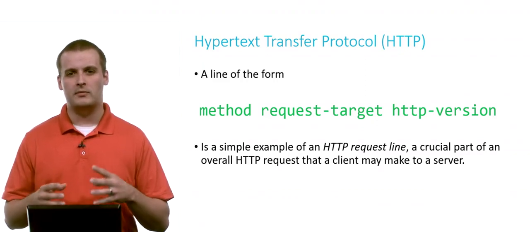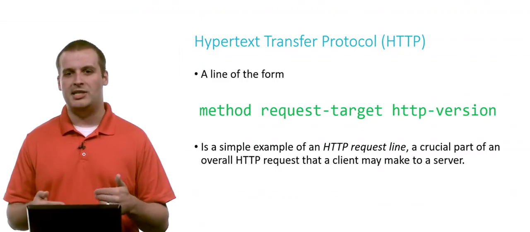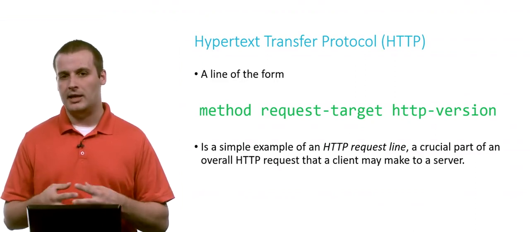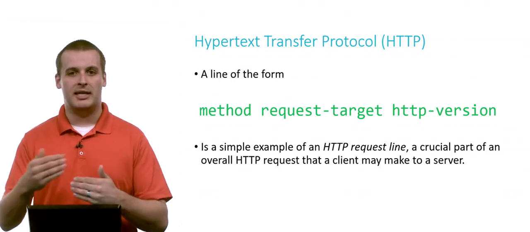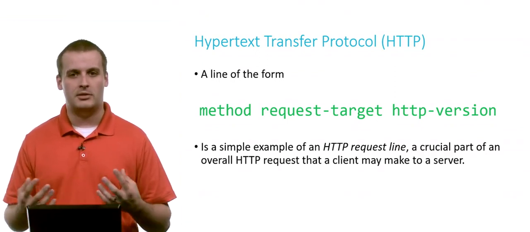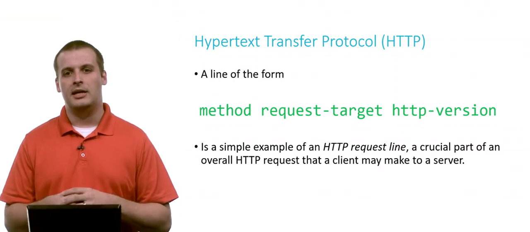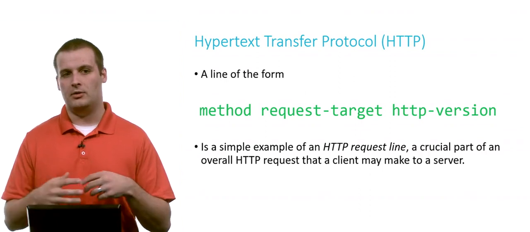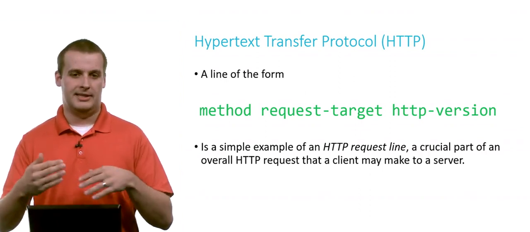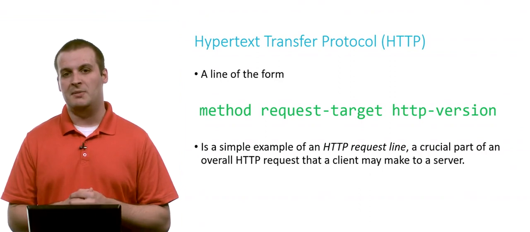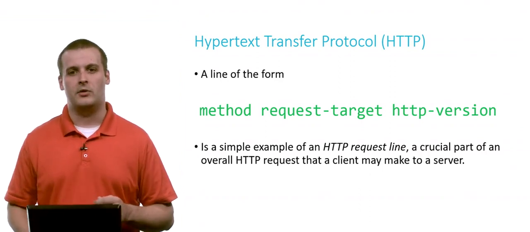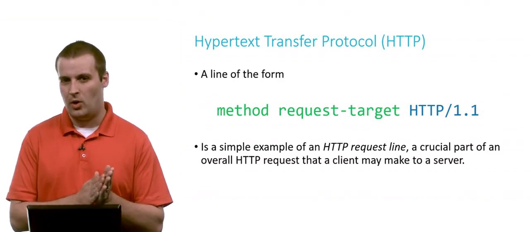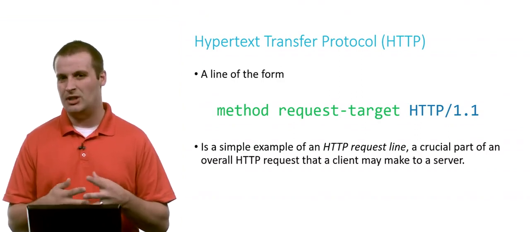So a line of the form method, request target, HTTP version is called an HTTP request line. It's usually the first thing that is transmitted as part of an HTTP request. It's sort of like, as I said, saying dear blank at the top of your letter. They know that you're writing them a letter. So this is very similar to saying, I know that they're making an HTTP request, and this is the particular format they're asking for. HTTP version is probably always going to be HTTP/1.1. 1.0 also exists, but isn't really used anymore.